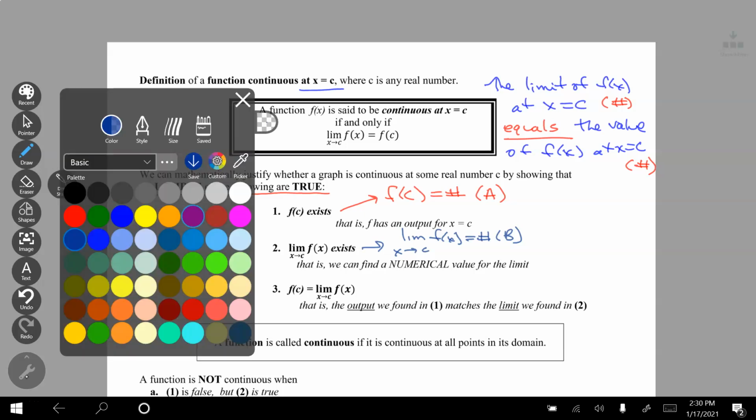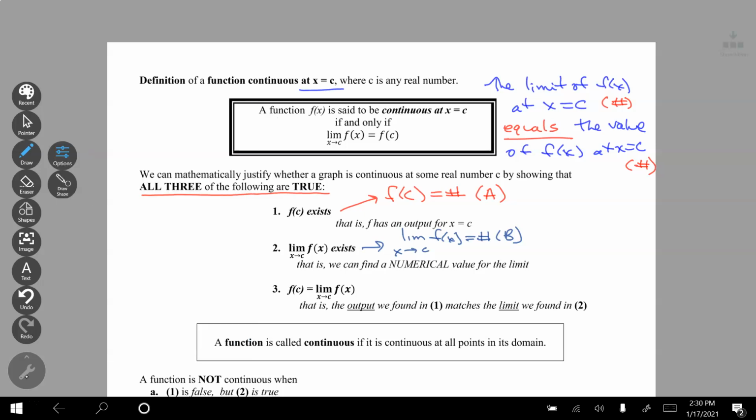For a limit to exist, we've talked about this before in graphs, the left side has to equal the right side. It's the only way a limit exists. So we're saying the limit as x approaches c from the left of my function has to equal the limit as x approaches c from the right of that same function. Okay? And we've done this many times on graphs where the left side has to equal the right side. That makes the limit exist.